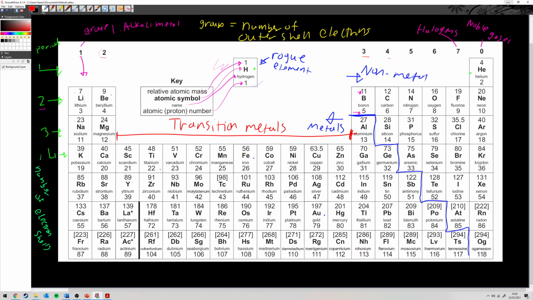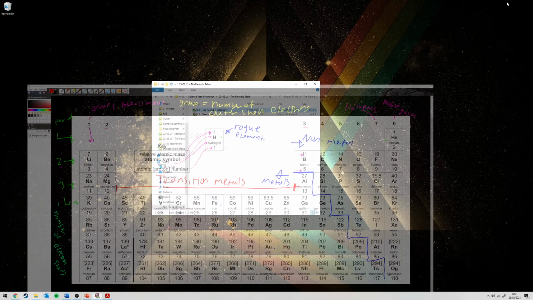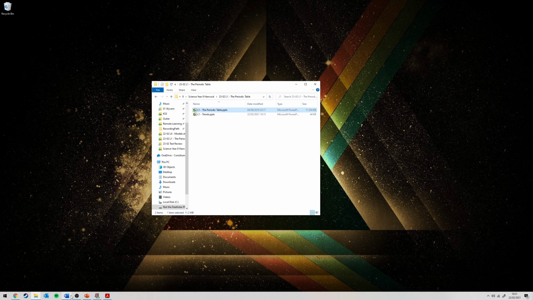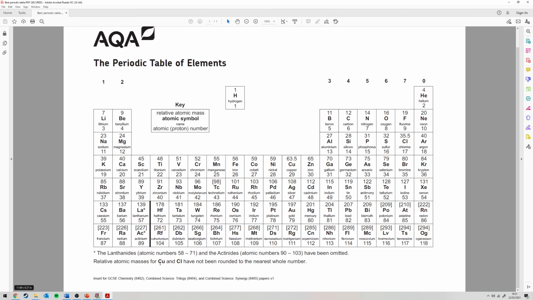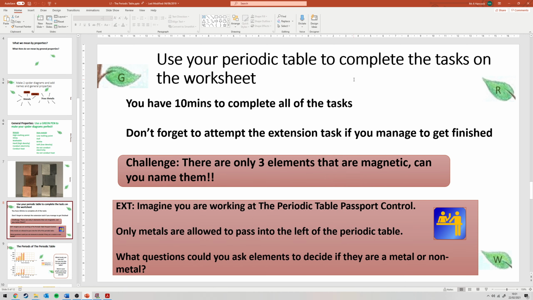So I'm going to minimize this again, you can always just pause and go back through if you missed anything. And we're going to go back to the PowerPoint. Now, a little task you can just do in your head. So it says here, imagine you are working at the periodic table passport control. Only metals are allowed to pass onto the left of the periodic table. What questions would you ask the elements at the border to figure out if they are a metal or a non-metal? So think about the properties of metals.